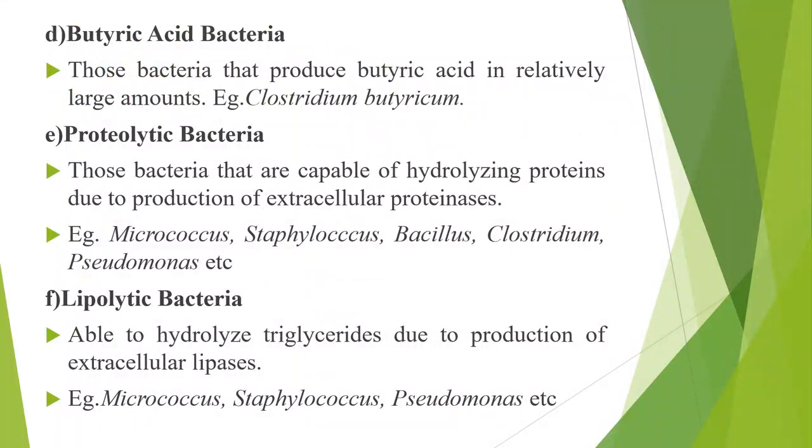Next group of bacteria is the butyric acid bacteria, and these are the group of bacteria that are able to produce butyric acid in relatively large amounts. An example is Clostridium butyricum.